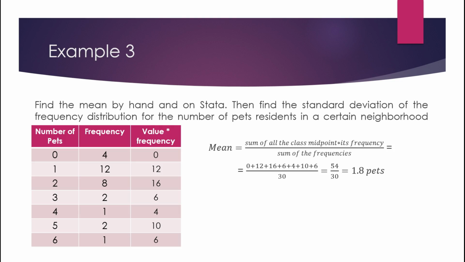According to the formula, we're going to add up all of the class midpoints or values. That's going to be 0, 12, 16, 6, 4, 10, and 6, and divide it by the total number of values that there are. This is actually the same exact thing as finding a regular mean, since we don't need to use an approximation for the classes. This is a frequency distribution where our classes just have a single number instead of a span of values. That division gets us 1.8 pets.